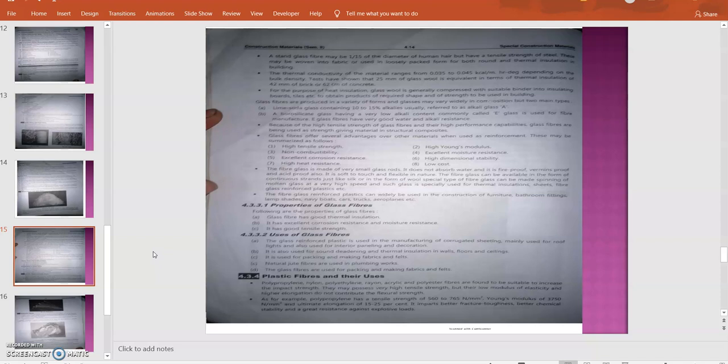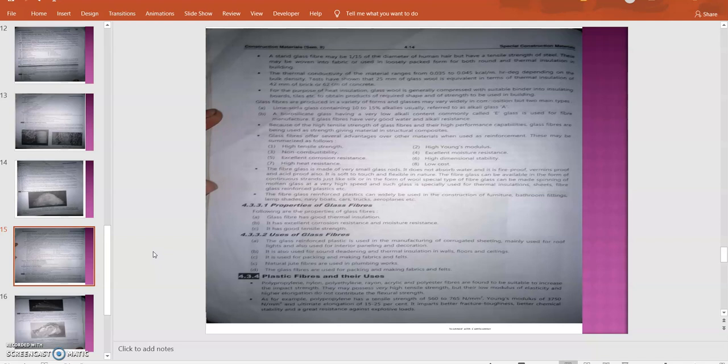A strand of glass fiber may be 1/15 of the diameter of a human hair but has better tensile strength than that of steel. It may be woven into a fabric or used as a loosely packed roof and thermal insulation in buildings. Having good thermal insulating properties, that's why they are utilized. The thermal conductivity of the material ranges from 0.035 to 0.04 kilocalorie per meter.